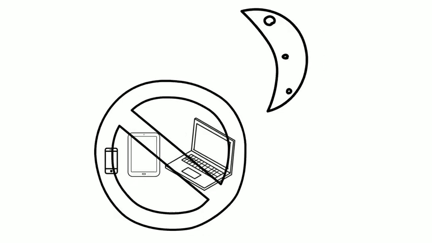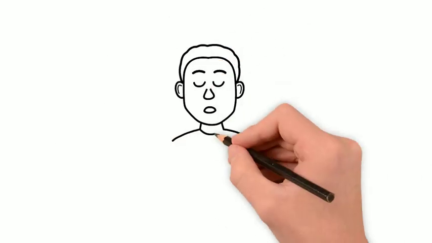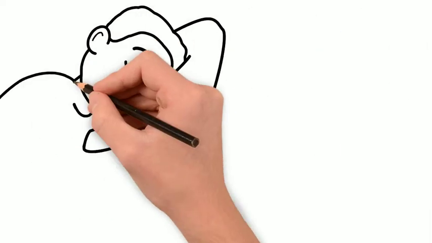It is best to avoid screens in the hour before bed. If this does not seem manageable, try avoiding screens in the half hour before bed. You could consider this the beginning of your nightly bedtime routine. Electronics disrupt your sleep in more ways than one.